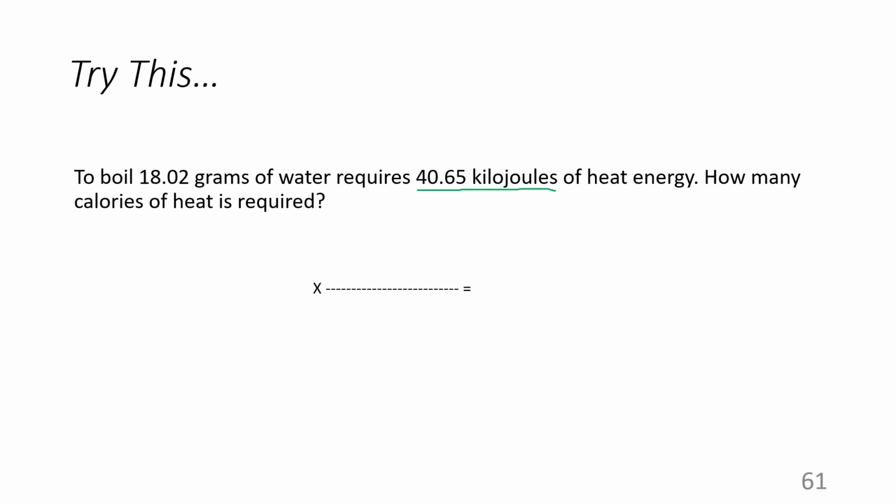So for this problem, we don't really need to use the 18.02 grams. We just need to use the 40.65 kilojoules, and then we need to use the conversion factor between joules and calories. Note that because this was kilojoules, we did multiply it by 1,000 to convert it to joules, because there are 1,000 joules in one kilojoule. So 40,650 joules times one calorie over 4.184 joules. When we set it up like that, we can see that the joules cancel out and our answer will be in calories. And for that, we get 9,716 calories, being equal to 40,650 joules.